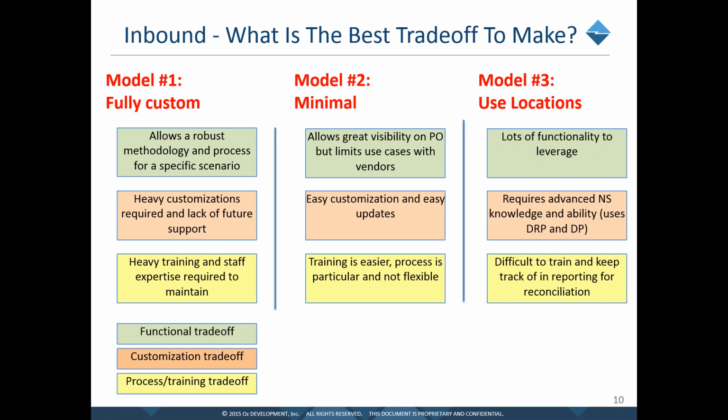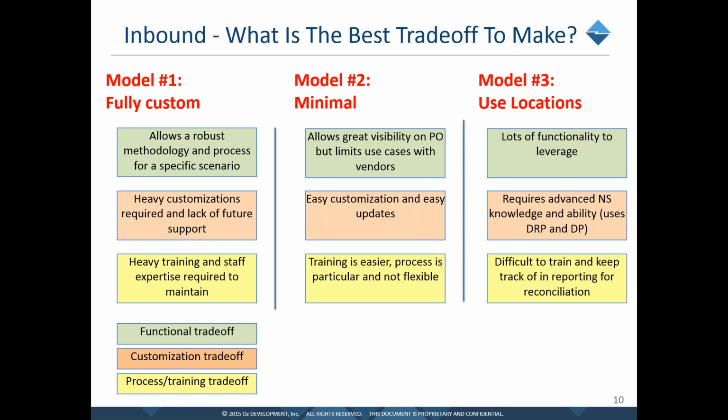Now, in the trade-offs slide, you'll see that there's a functional trade-off, there's a customization trade-off, and then there's a process and training trade-off too. So it's important to think of all three things when you're looking at an ASN solution. It's not just about whether or not you can functionally do what you need to do. Unfortunately for that simple, it'd be much easier to design some of these things. So allowing a robust, the fully custom model allows a robust methodology and process for a specific scenario though. So if it's not your scenario, you're typically going to need to tailor it to your scenario.